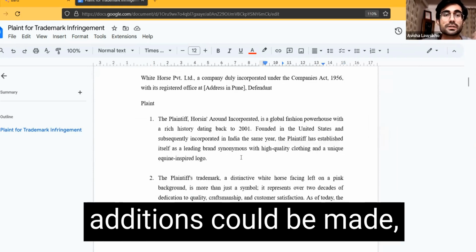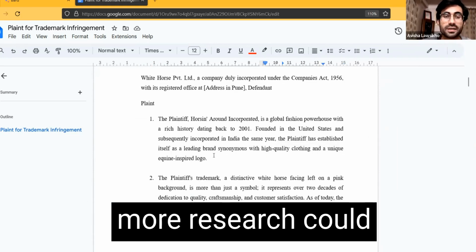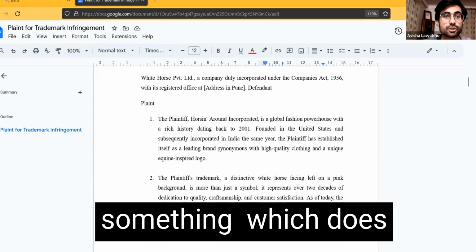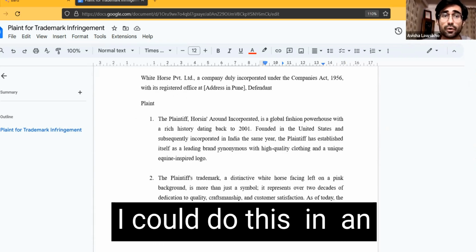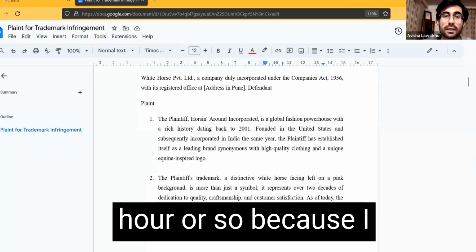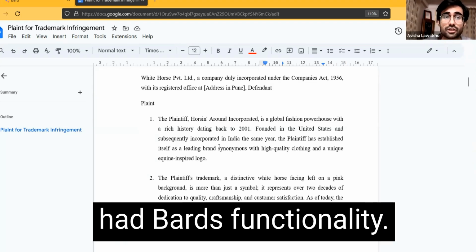Of course, more additions could be made, more research could be done, but this is something which does the job quite properly. I could do this in an hour or so because I had Bard's functionality.